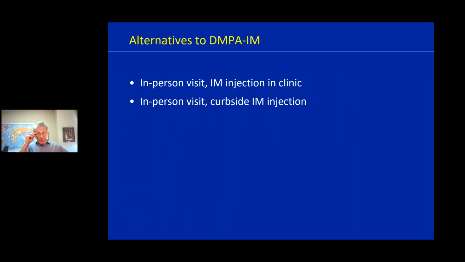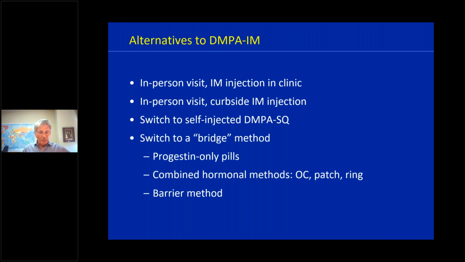Okay, now remember what Mary was interested in is I don't want to come into the clinic for my Depo-Provera shot. So what her alternatives are is she can either come in person, get an IM injection in clinic. She can come in person, but literally get a curbside injection in her car, if that's something the clinic is doing. Many clinics, by the way, are still doing this, giving curbside Depo injections. Next is she can switch to self-injected Depo sub-Q, which is what Mary decided.